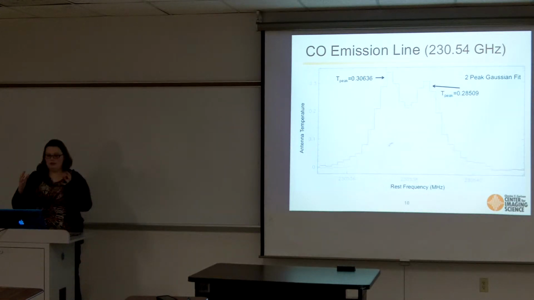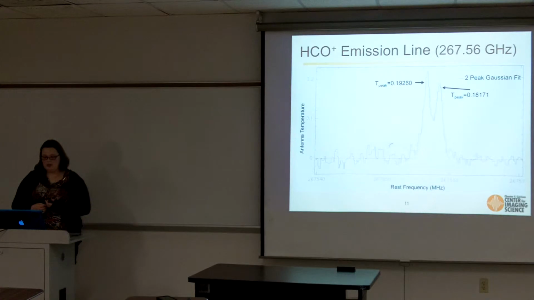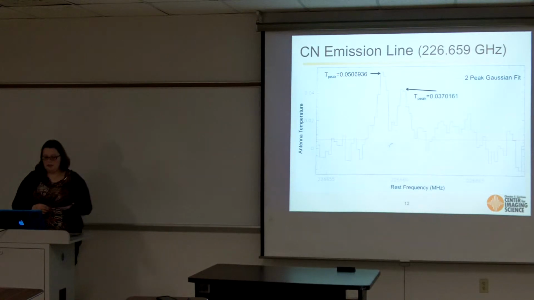So in the circumstellar disk, it's rotating around the star. So because of its inclination, you can kind of see a little blue shifted part and a little red shifted part. So it tells you that it's rotating at like a Keplerian rotation. So I actually fit a 2-peak Gaussian. Here it is. And I also looked at an HCO+ emission line, same kind of double peak feature, and the same with the CN emission line.